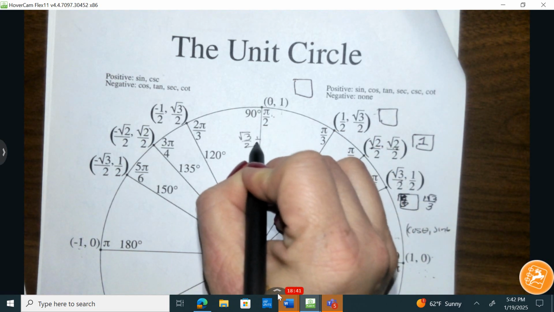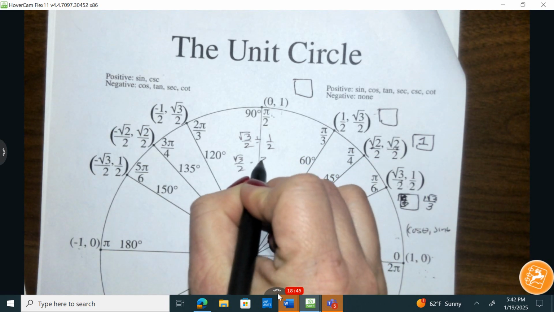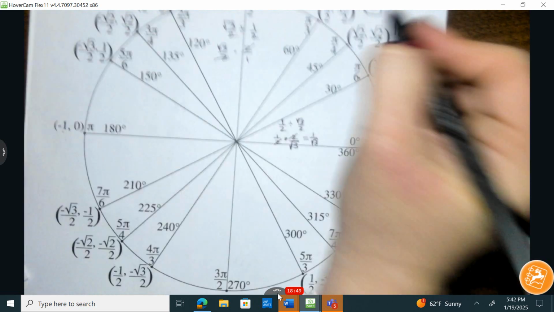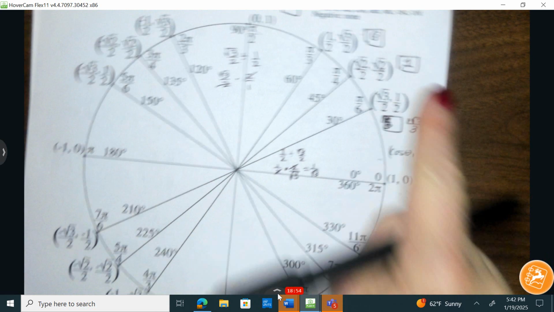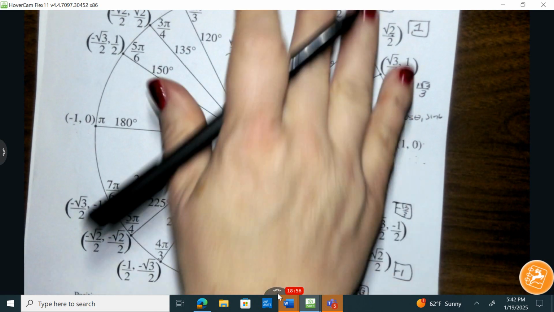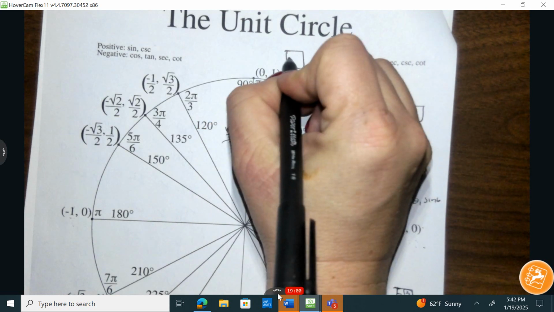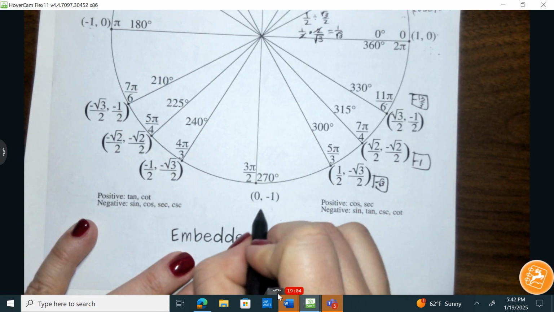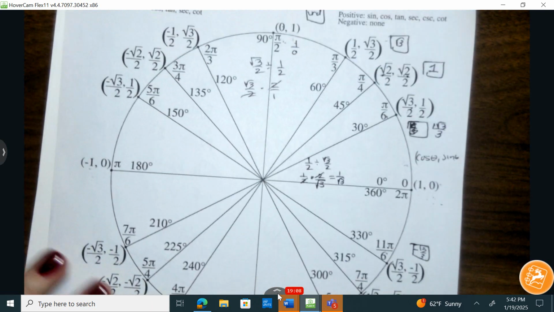Radical 3 over 2 divided by 1/2. I keep the first fraction, turn division to multiplying, and flip it, and we get the square root of 3. So positive square root of 3 there, negative square root of 3 down here, positive 1 up top, negative 1. Now what is the tangent here? Sine divided by cosine. Well, 1 divided by 0 would be undefined. And down here we also get an undefined value.